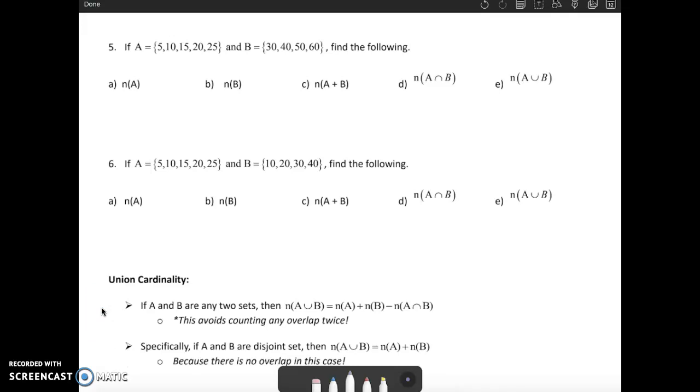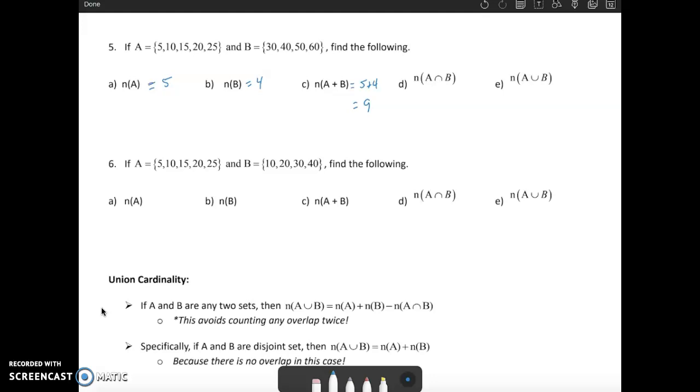Well, there's 1, 2, 3, 4, 5 elements in set A. So I'm just going to say that the number of elements in set A equals 5. There are 5 elements in there. And what's the number of elements in set B? There are 1, 2, 3, 4 elements in set B. So if they want to know the number of elements in A plus B, that's just 5 plus 4, which is 9.